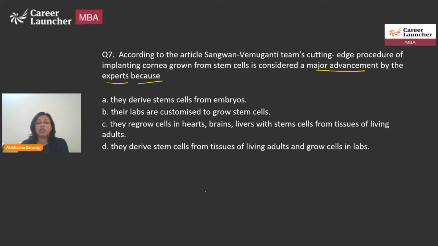Others, if you look at the passage, they had said that the stem cells are being derived from adult tissue. So, therefore, one is incorrect. Their labs are customized to grow stem cells, but not all stem cells. So, not two. They regrow cells in hearts, brains, and liver. Again, that is incorrect. So, no. They derive stem cells from tissues of living adults and grow cells in labs is the correct answer. And therefore, D is the reason why this is considered a major advancement by the experts. Okay. All right, let's look at the next question.